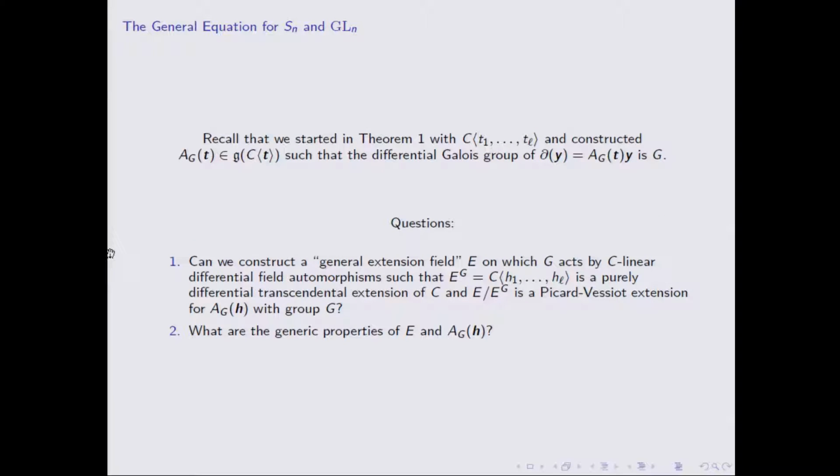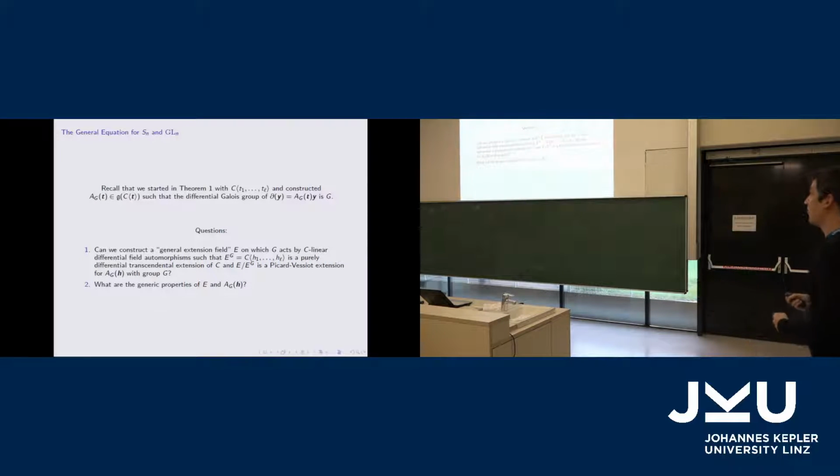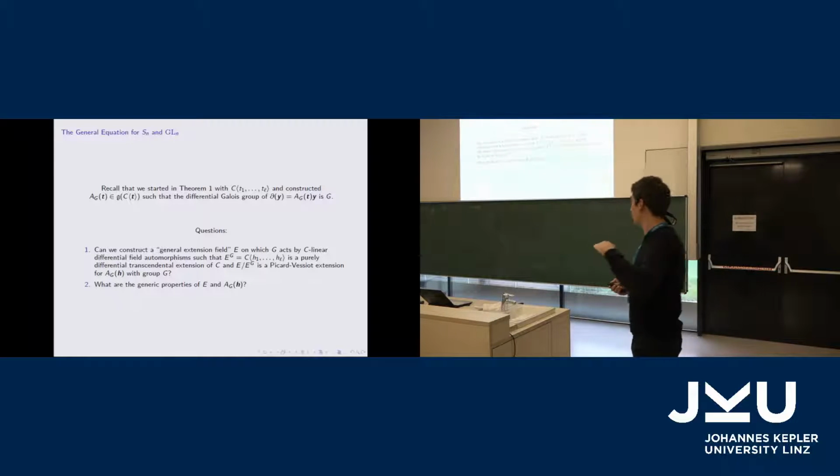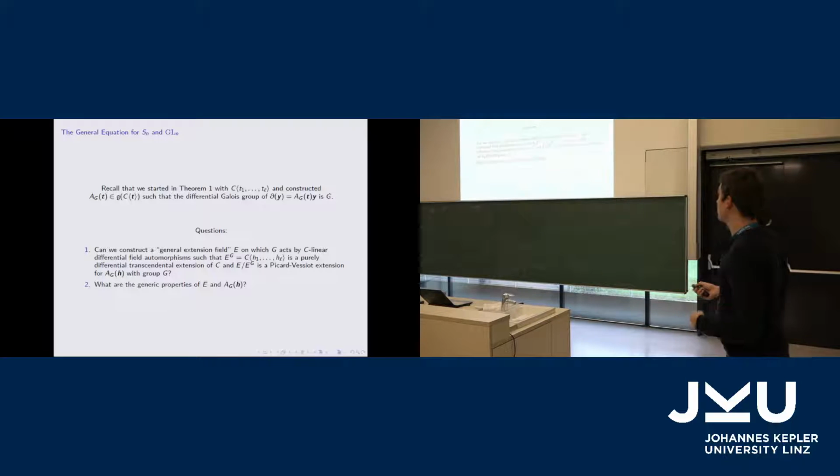All right, so let's come back. We started with a differential transcendental field and constructed an extension and an equation, and this equation has differential Galois group G. So the question is now, can we also start the other way around? Can we start with a general extension field, define a group action on it, and look at the fixed field? So this is the first question.